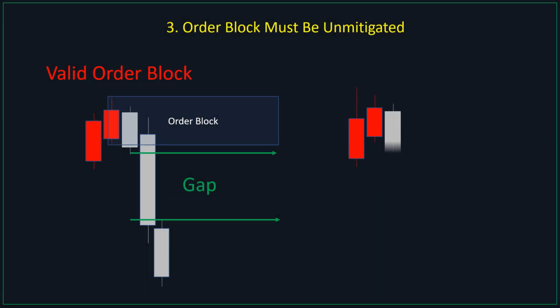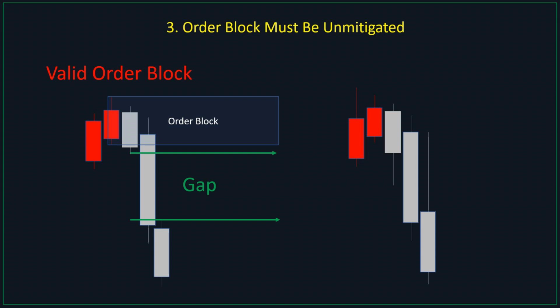So the third rule is that order block must be unmitigated. We see on the left side we have our order block. We have our fair value gap right here. And we can clearly see that price did not mitigate our order block. Okay, so the order block is still clean.